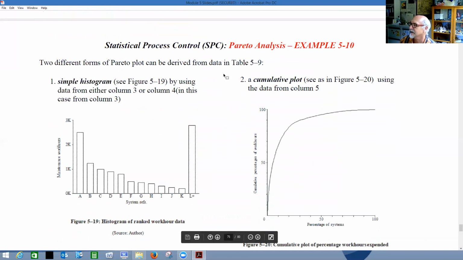The cumulative plot, as I said, with that data, that's looking at column 5, you can do that, and again, you can say things like, oh okay, at this particular percentage of the systems, what's happening? Well, that's the number of work hours, or vice versa. You can say something like, oh, at 60 work hours, the percentage of my systems that are going to be failing might be around about 15%, something like that.